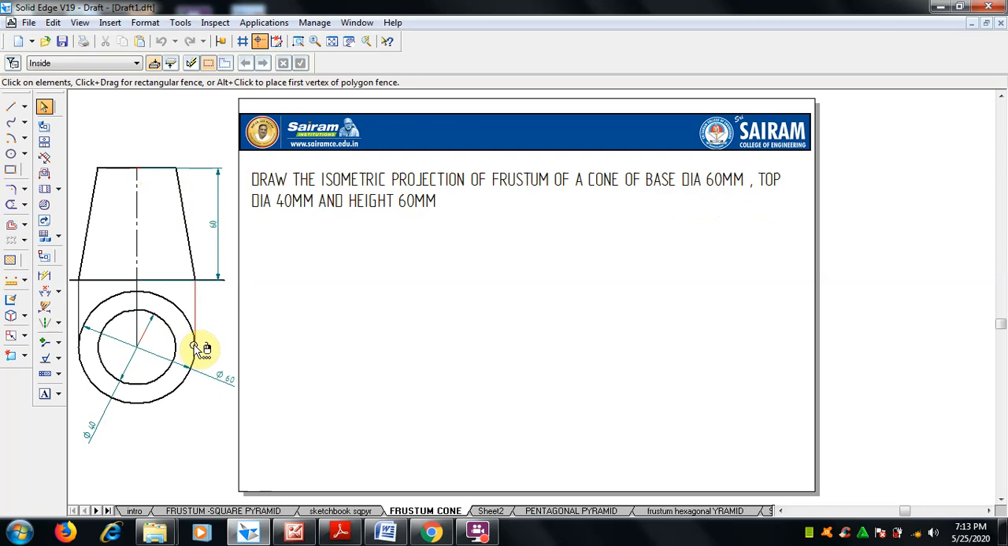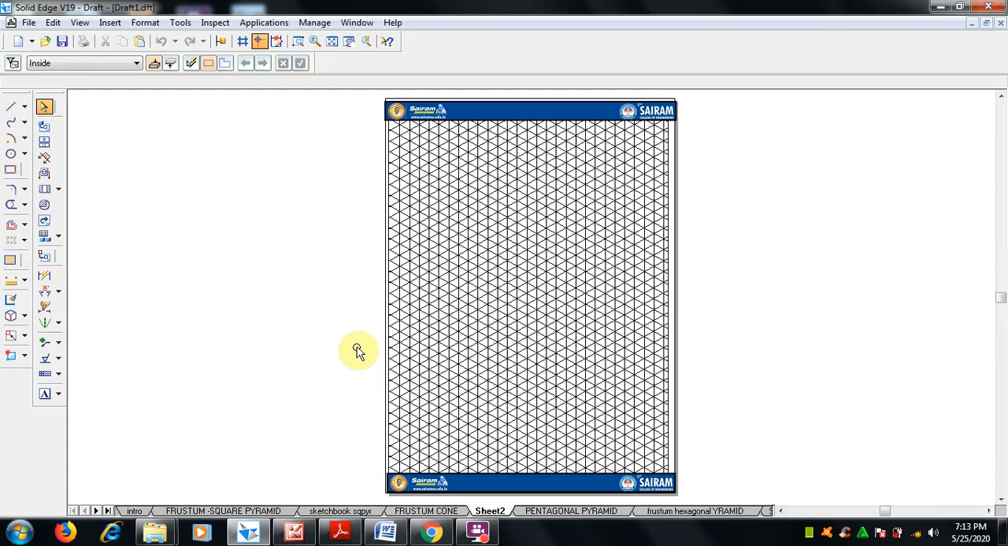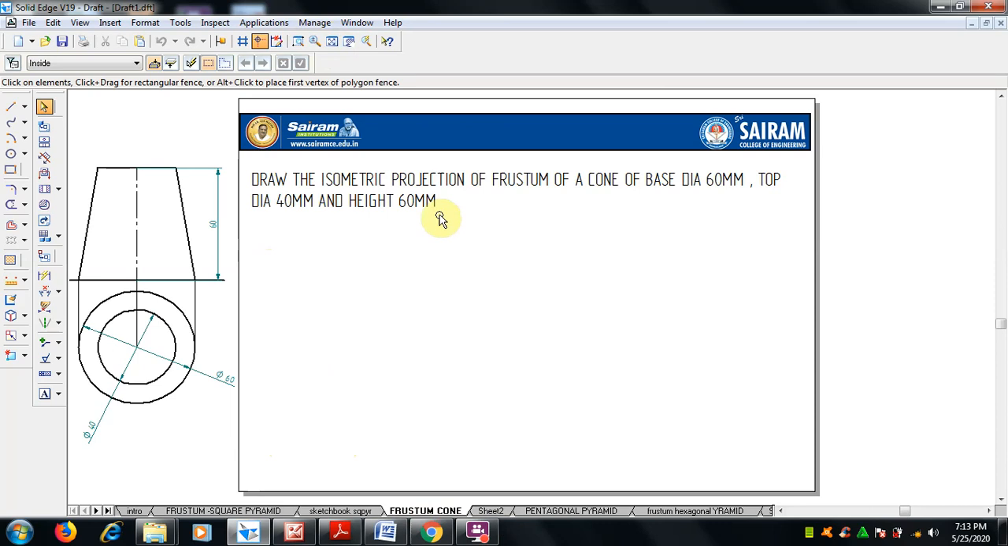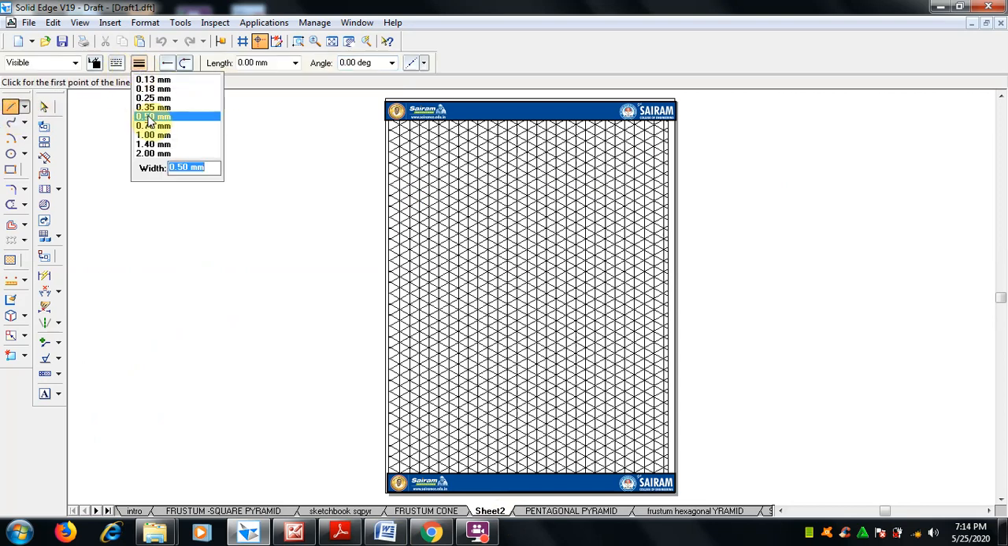Okay, like what we have done in the square pyramid, I am going to draw here. Before that we will go for how to draw this on a sheet, that is in your sketchbook. So 60, 40, these are the two things. First, base. Height is 60 mm, base dia 60, top dia 40. Okay, fine. So here how to draw? Again select the line command, 0.5 mm thickness.